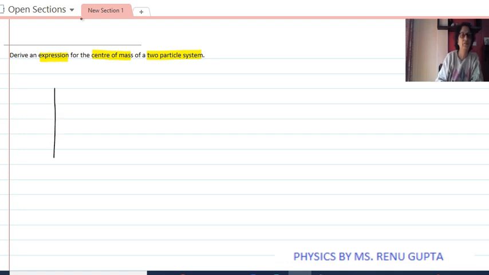This is the y-axis and this is the x-axis and this is the origin. Now we consider two particles.